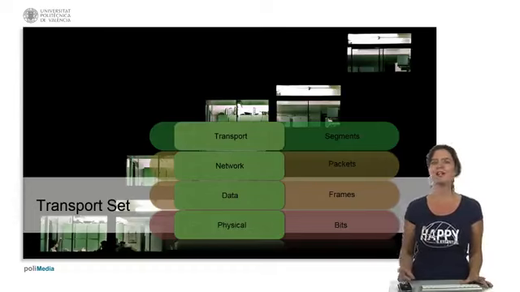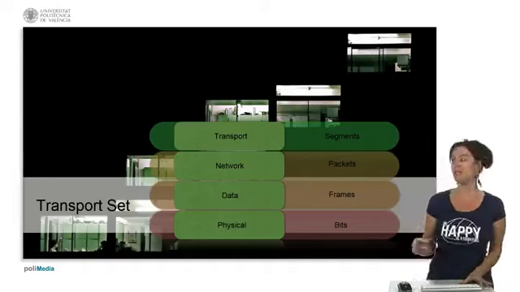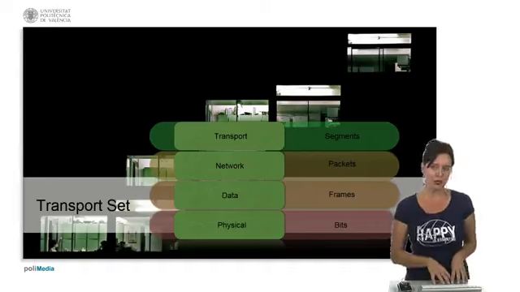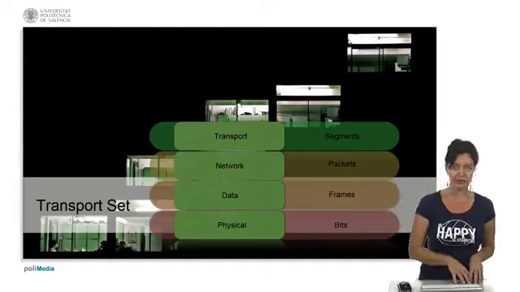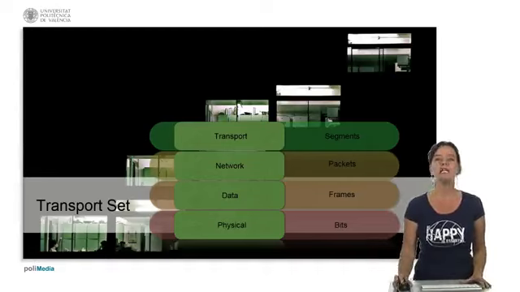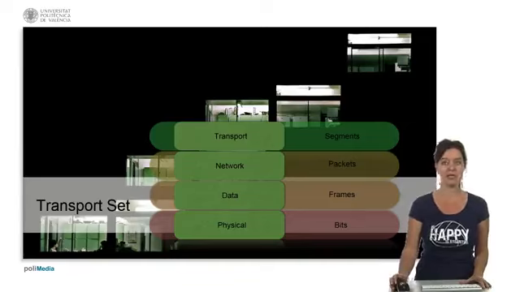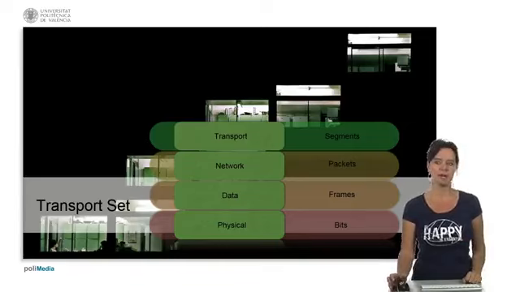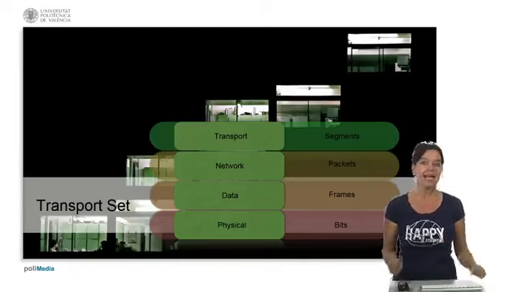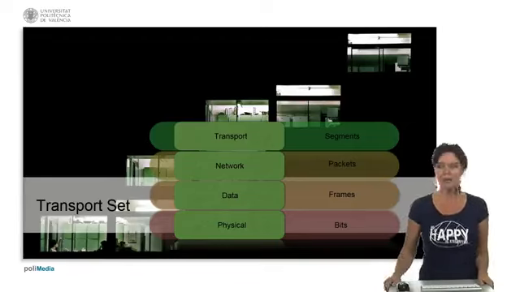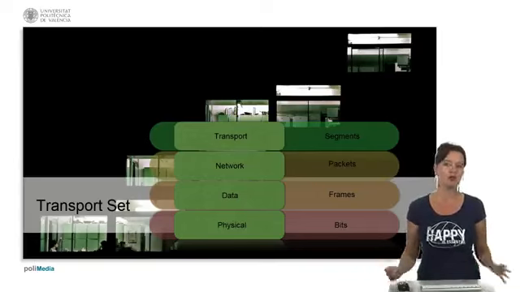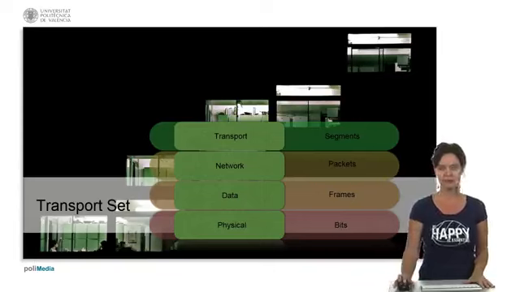So the data link layer is divided again in two sublayers. One is the media access control layer, which is the MAC layer, and the logical link control layer, the LLC layer. The MAC sublayer controls how a computer on the network gains access to data and permission to transmit it. And the LLC layer controls frame synchronization, flow control, and error checking.